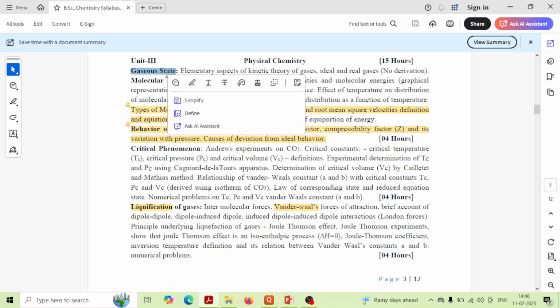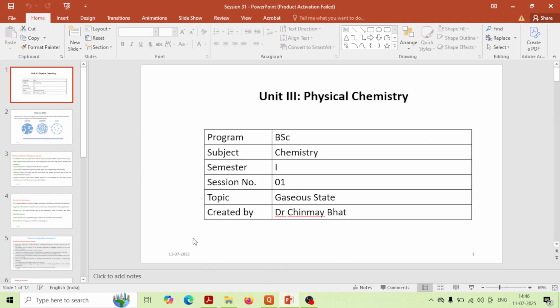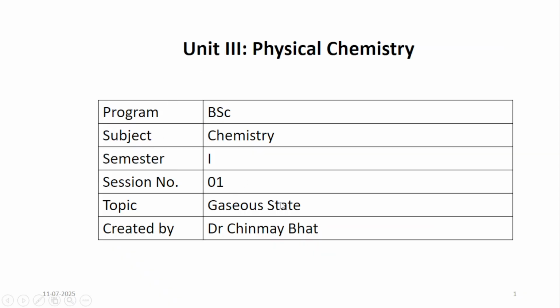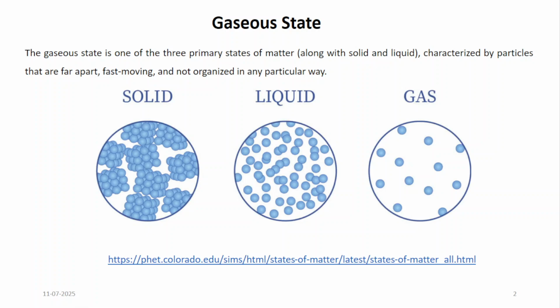First we will start with gaseous state. Now you all know what is gaseous state. You know there are three states of matter, namely solid, liquid and gas. In the gaseous state the molecules are far away. In liquid the molecules are a bit closer. In solid the molecules are very much closer and tightly packed.